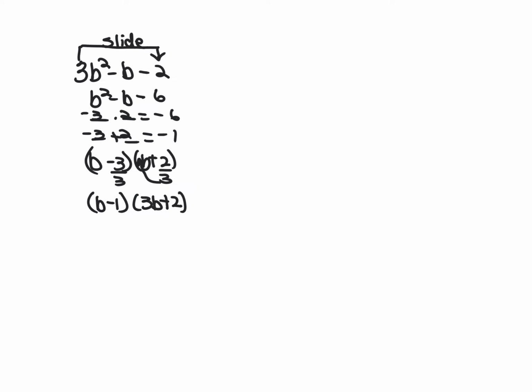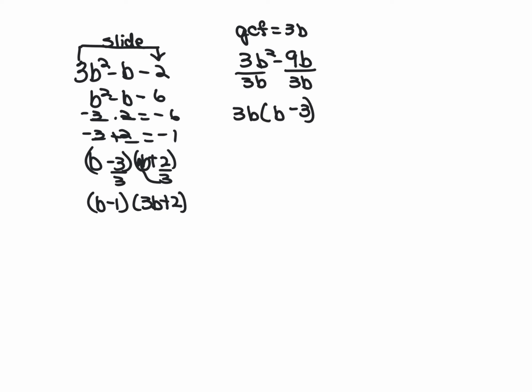We are now going to factor the denominator. This is a binomial, and we're going to check for a GCF. The GCF of the numbers is 3, and there is a b in common. So we're going to divide by 3b. And that's going to give us 3b times b minus 3.